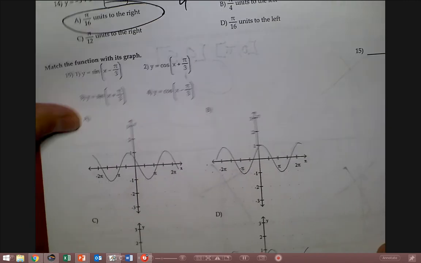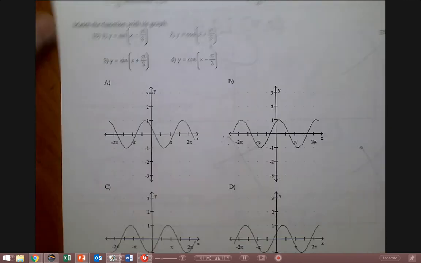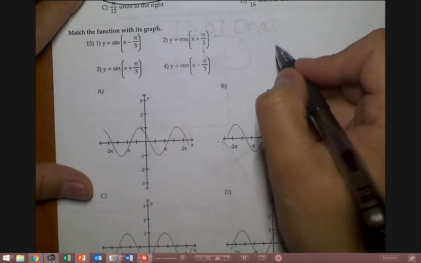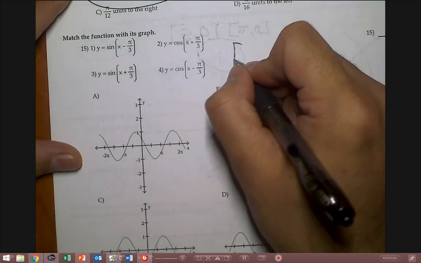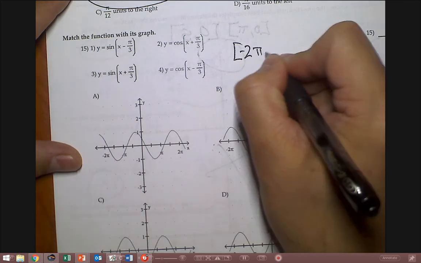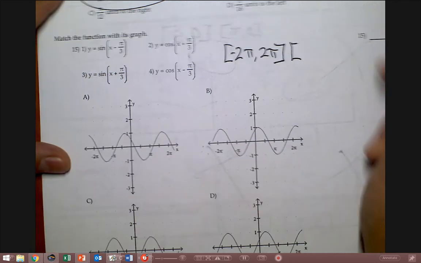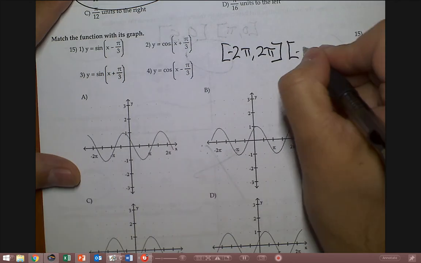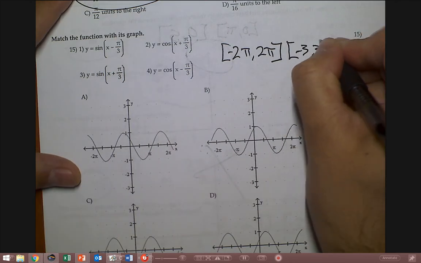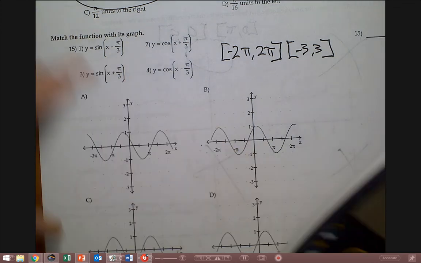Yes, it is A. Alright, I have about a minute left. I'm trying to actually finish this last one. Okay, what are my windows going to be on this one? Negative 2 pi to 2 pi. What is my y? Negative 3 to 3. Let's hurry up and change that real quick.